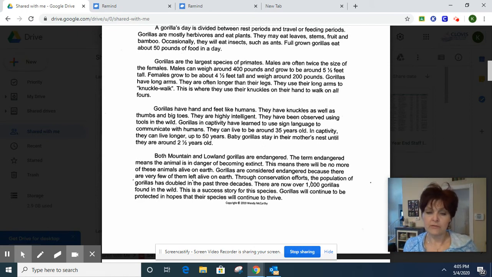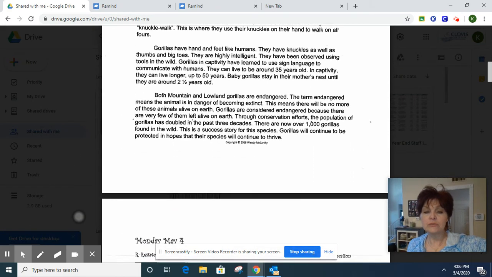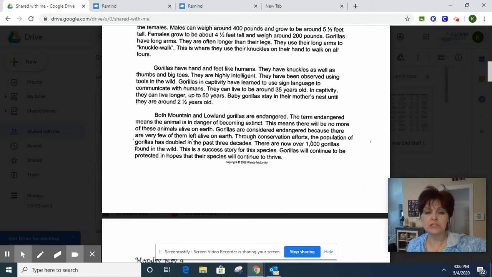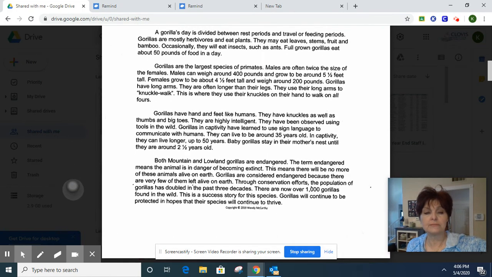Through conservation efforts, the population of gorillas has doubled in the past 3 decades. So a decade is 10 years. So in the past 30 years, there are now over 1,000 gorillas found in the wild. This is a success story for this species. Gorillas will continue to be protected in hopes that their species will continue to thrive.